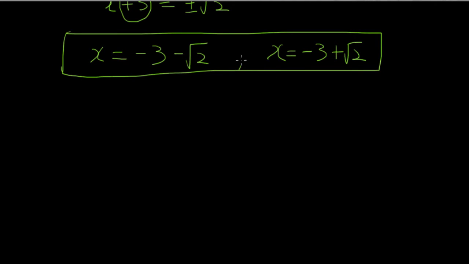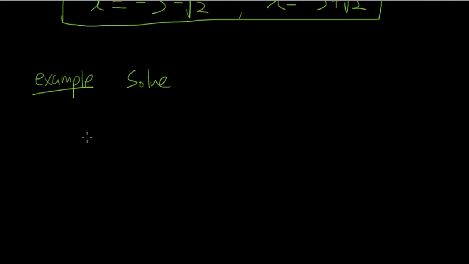Now let's try one more example, right? So example, let's say solve, and the equation that we're trying to solve is this: x squared minus 8x plus 6 equal 0.